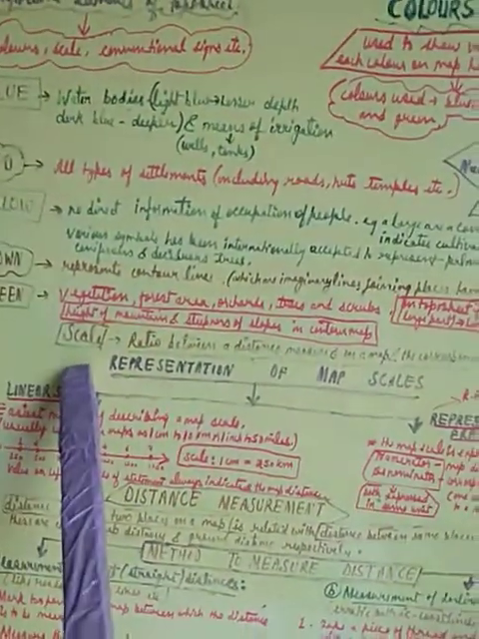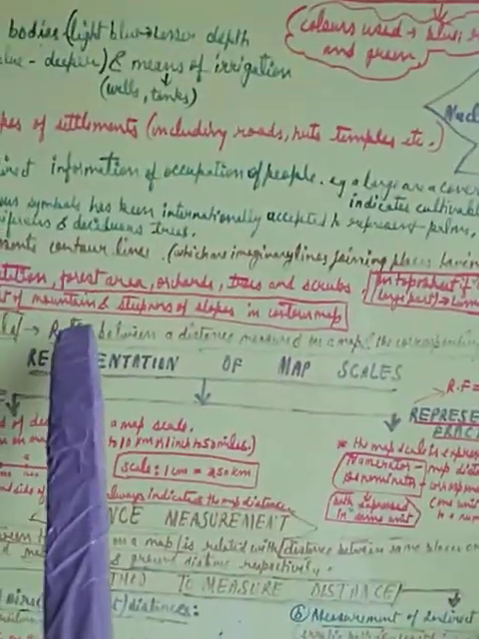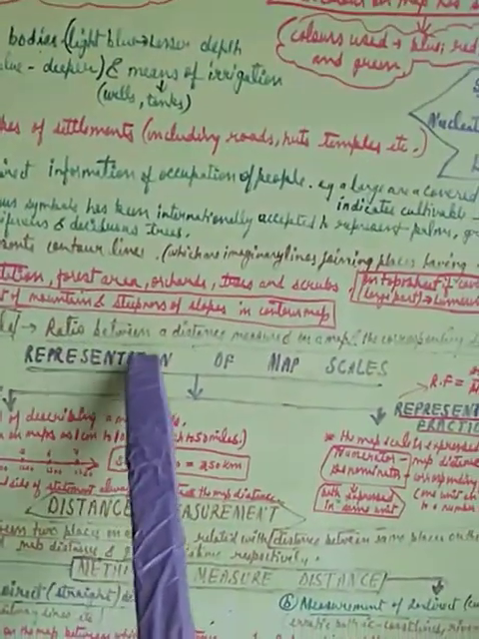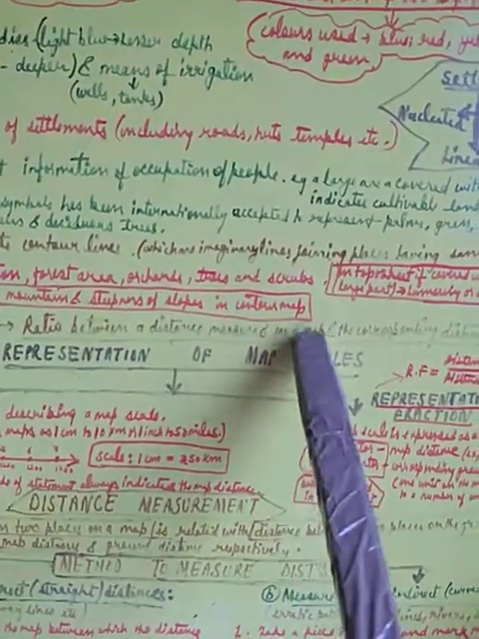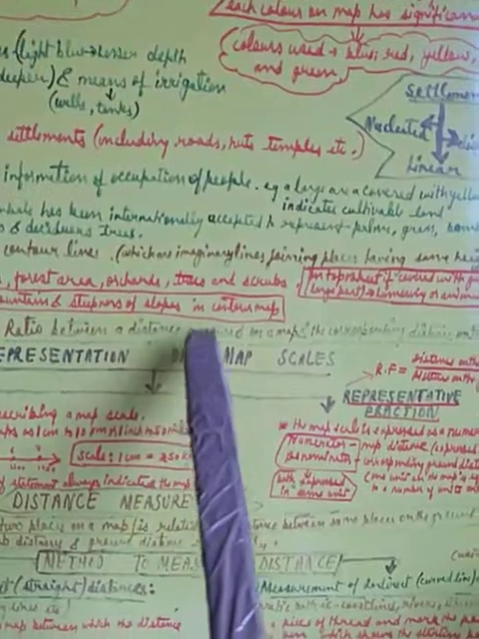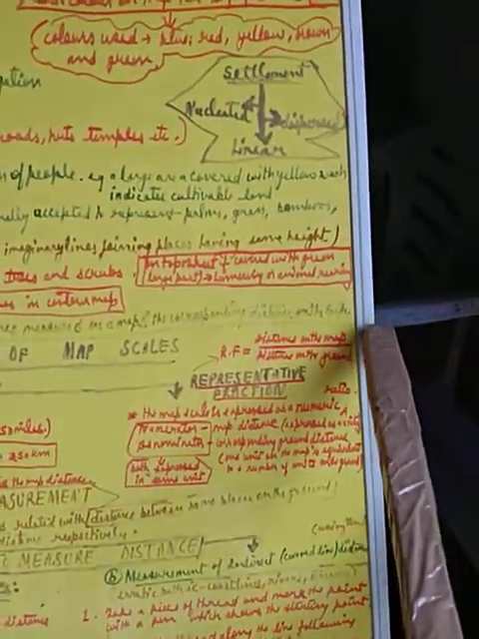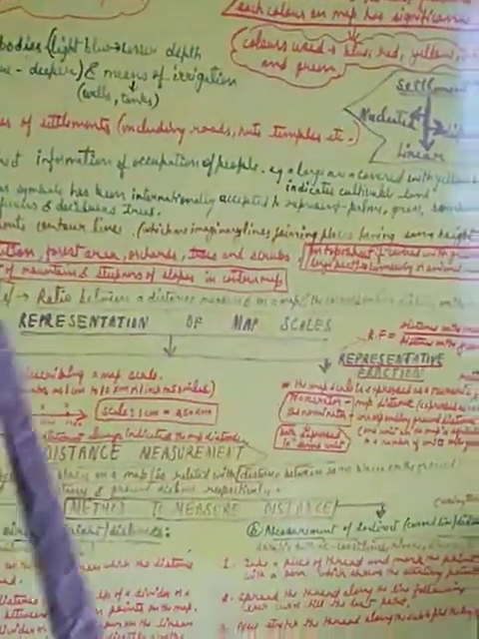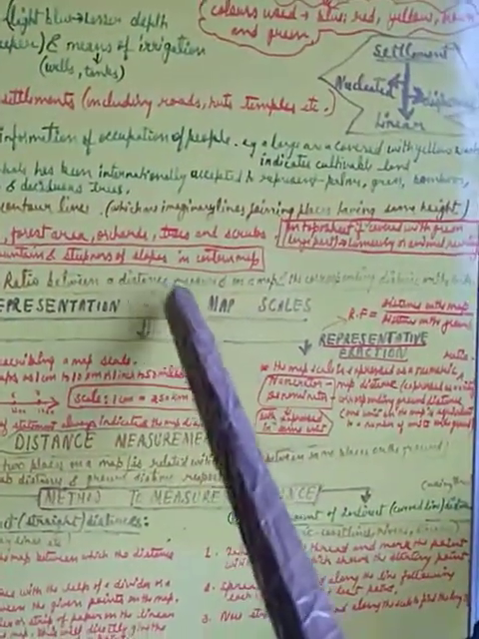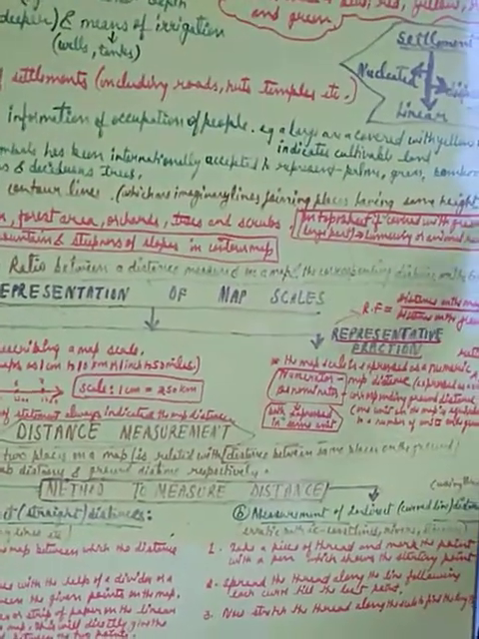Next is the scale. What is a scale? Scale is a ratio between a distance measured on a map. I repeat, the ratio between a distance which is measured on a map and the corresponding distance on the earth.